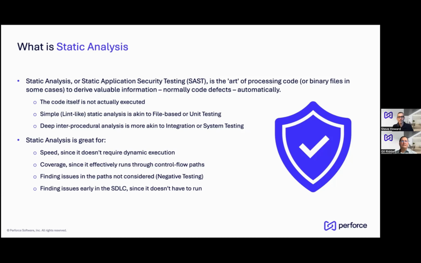So static analysis is great for speed. It doesn't require dynamic execution of your code, so it can operate quite quickly. Coverage: it effectively runs through the whole control flow of the code. While not executing it, it does follow the code to make sure that it all makes sense. It finds issues in the paths not considered, so negative testing. And it finds issues early in the software development lifecycle, since it doesn't actually have to run the code.